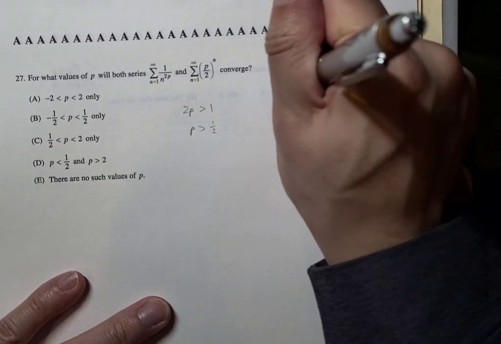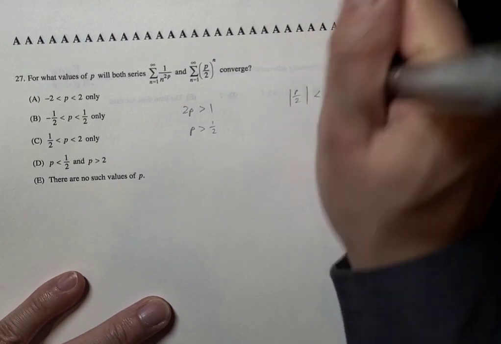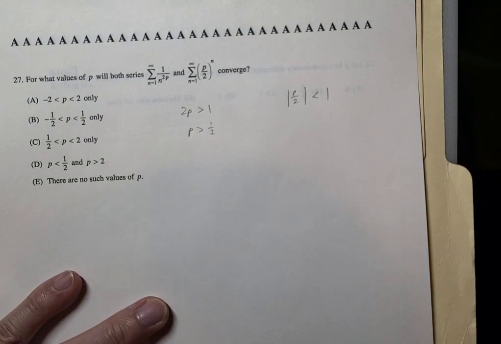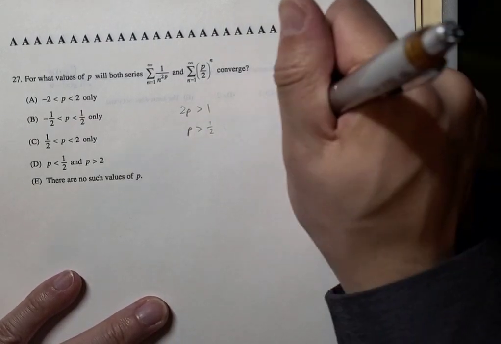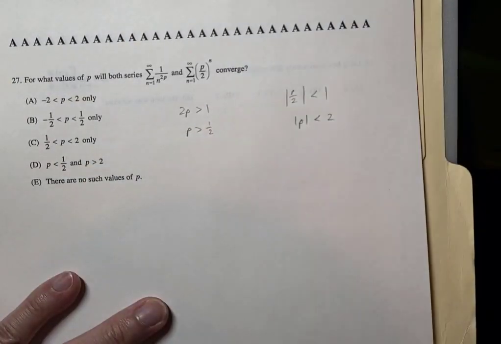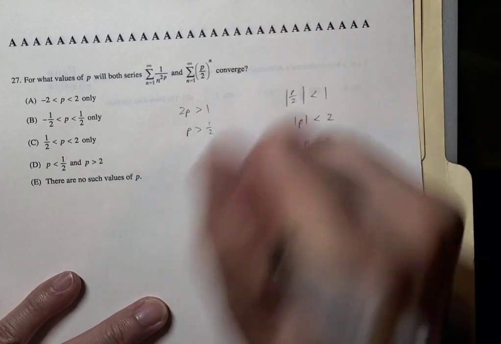For this guy, remember a geometric series, the absolute value of the common ratio, so in this case p over 2, has to be less than 1. The absolute value is critical, okay? Not just p over 2 has to be less than 1, okay? So how do we solve this inequality? Well, absolute value of p has to be less than 2. Okay, so p has to be less than 2, but greater than negative 2.